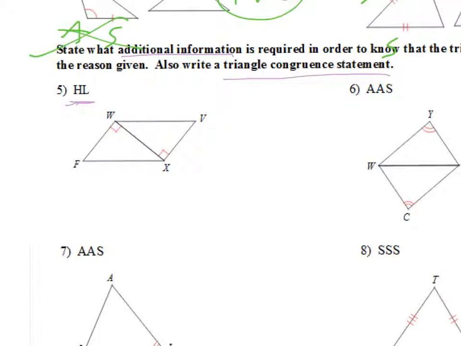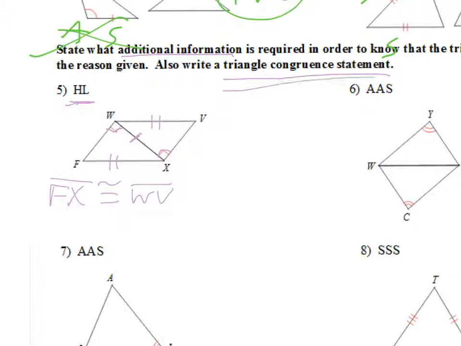We have right angles, so remember we need 3 things. We need the right angle to be congruent. They share this side, which is a leg. So we have one leg congruent. We have 2 right angles. The last thing we need is the hypotenuse to be congruent. Well, here's the hypotenuse to this triangle, and here's the hypotenuse to this triangle. So we would say that FX needs to be congruent to WV.